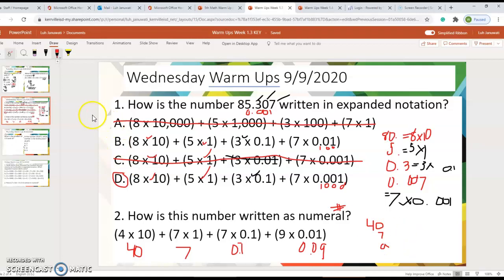0.7 and 0.09. So that's 47.79, or 47 and 79 hundredths. That's your answer. Okay.